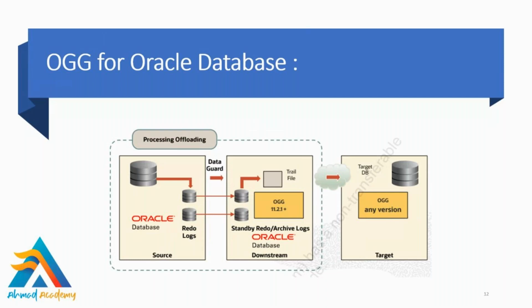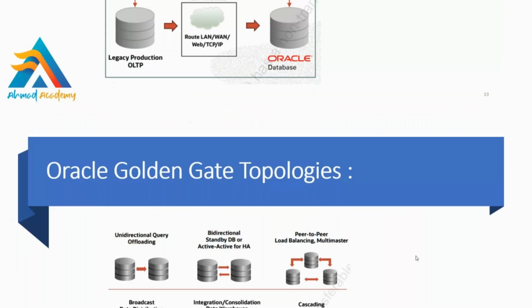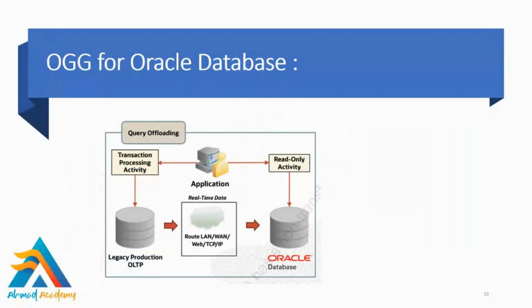Now, improve production system performance and lower cost for query offloading. Heterogeneous configuration may include different OS, different database version, different type of database, and legacy system query offload. And active environments may also be doing bidirectional replication.